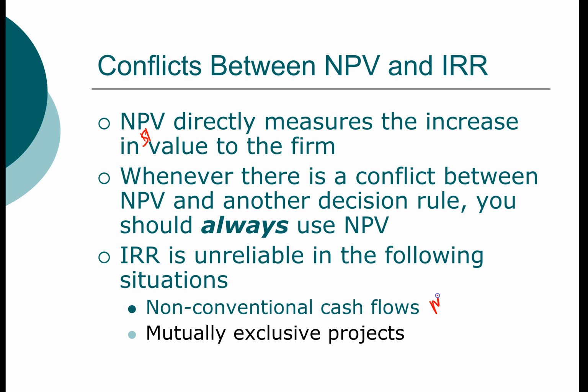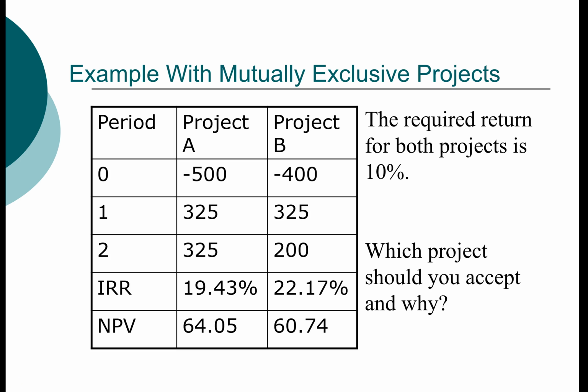We already said that the solution to the non-conventional cash flow problem is to compute the modified IRR, or MIRR, instead of the regular internal rate of return. Now we're going to take a look at what we need to do when we are evaluating mutually exclusive projects. So here's an example of two mutually exclusive projects.